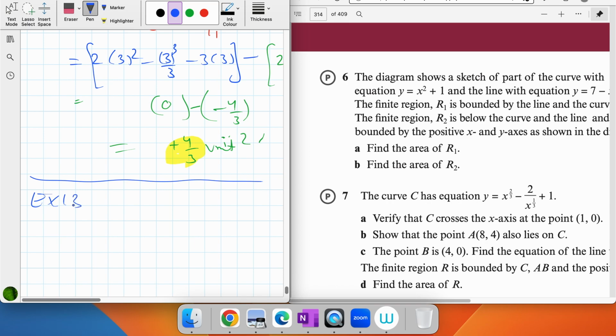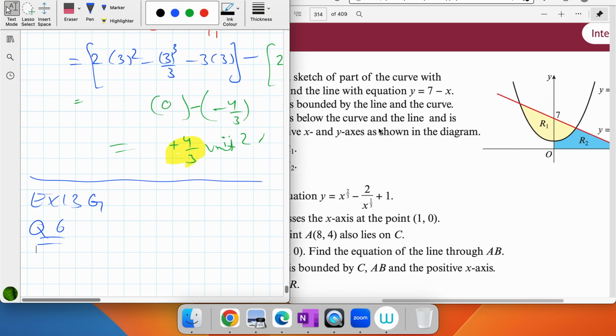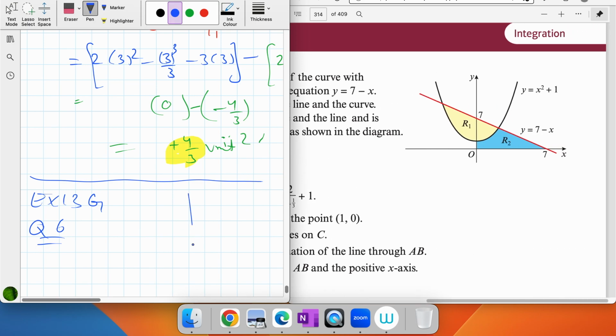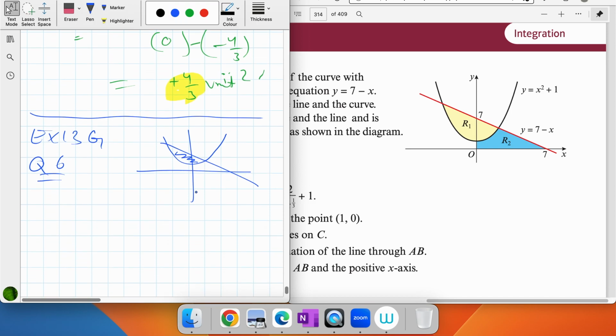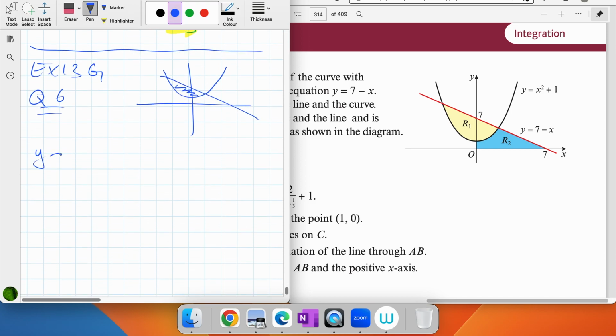So exercise 13G, question number 6. First, focusing only on R1, which is this part. So we need to know the points of intersection. We have two equations, y is equal to x squared plus 1, and y is equal to 7 minus x.